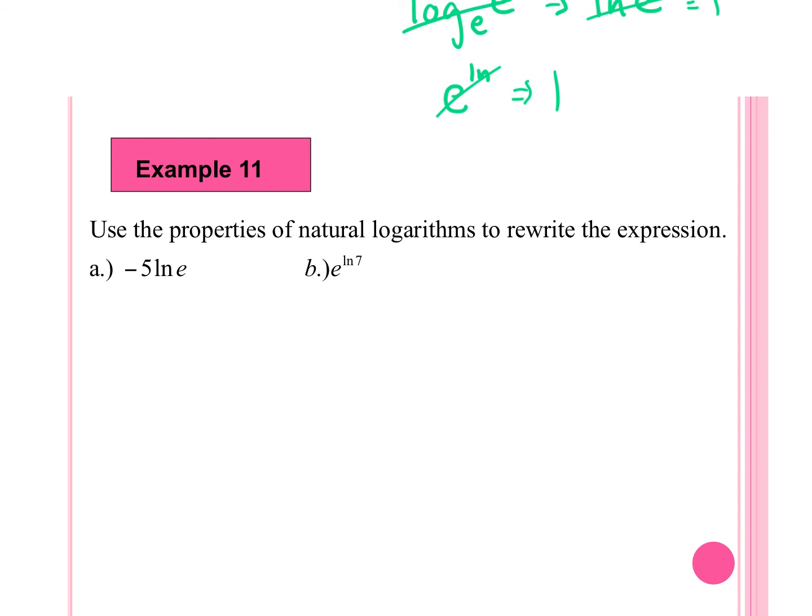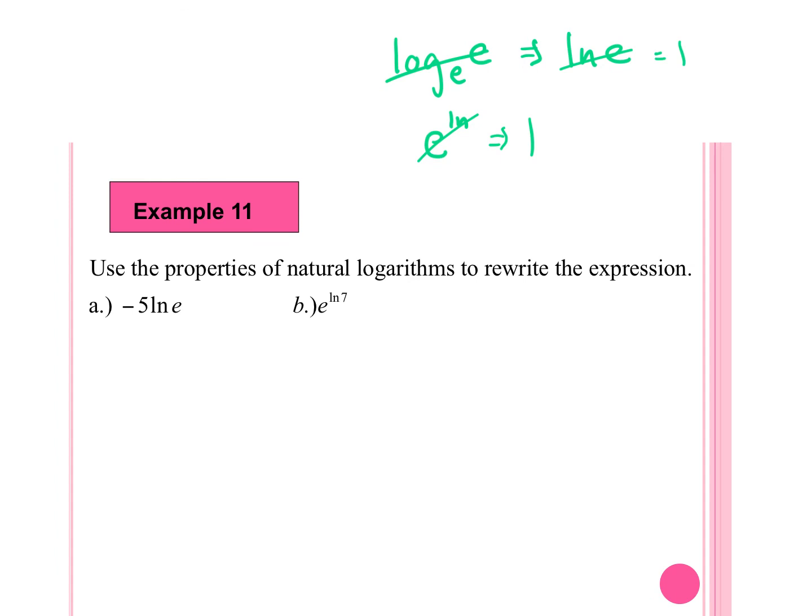So for a, we have -5 times ln of e. What is the ln of e? 1. And -5 times 1? -5. So our answer is just -5. For b, we have e to the power of ln of 7. It's just 7. So e to the power of ln cancels, and we're just left with 7.